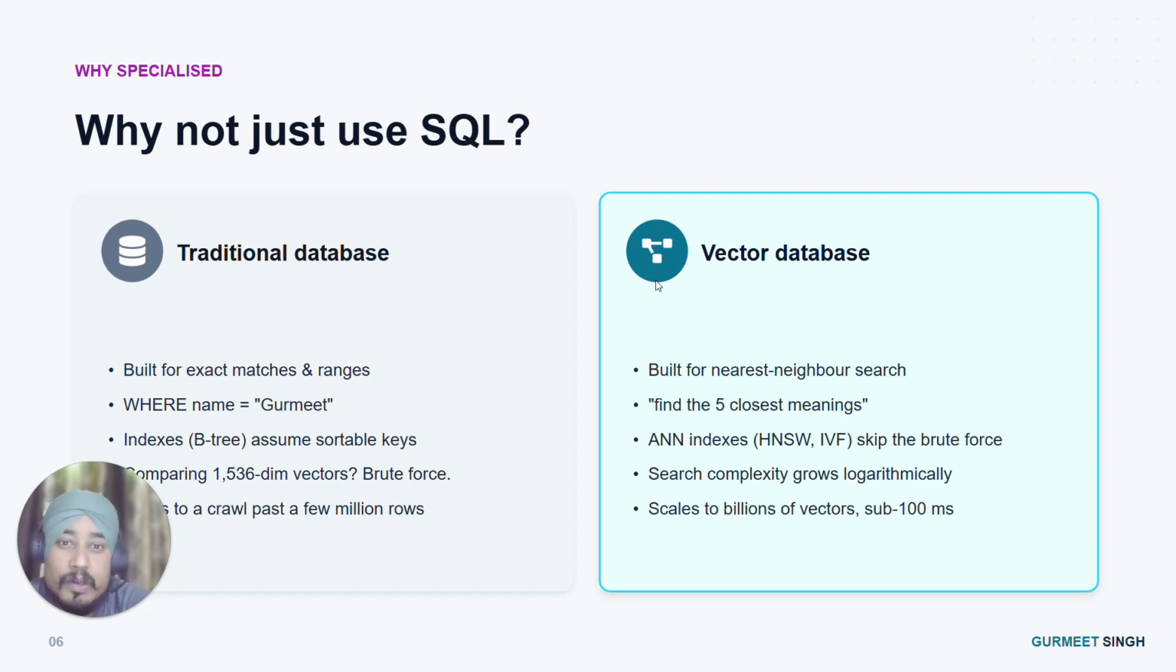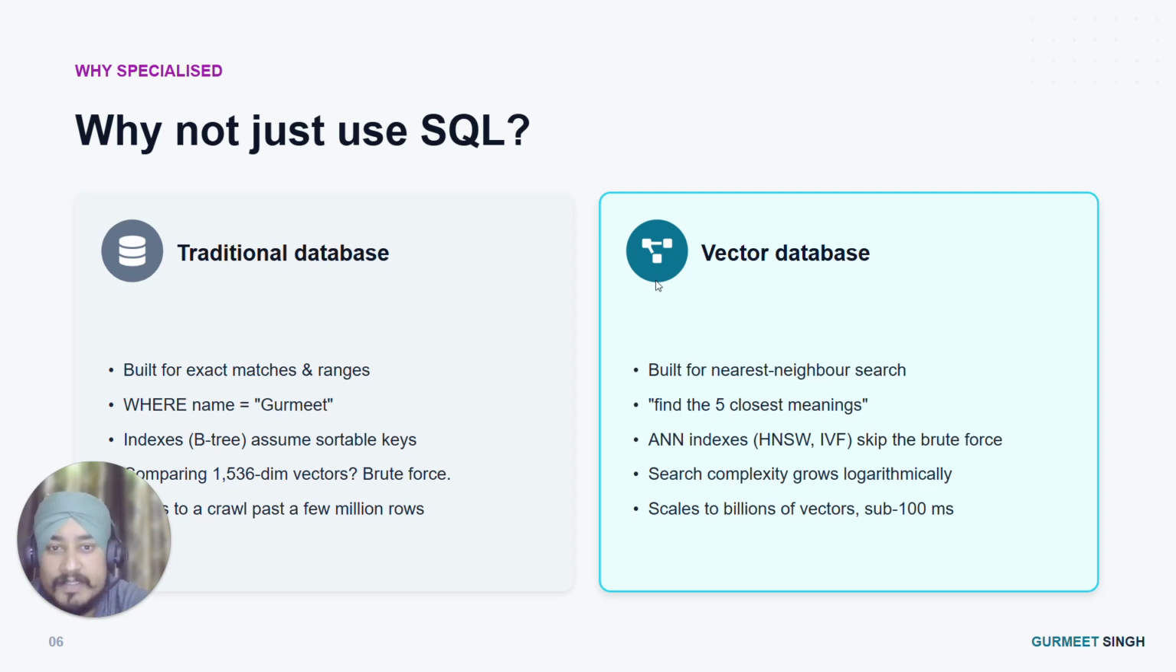But ask it to compare 1500-dimensional vectors, and there's no neat key to sort by. So it falls back to brute force, checking your query against every single vector one by one. That works for a few thousand rows, but it slows to a crawl once you hit millions.